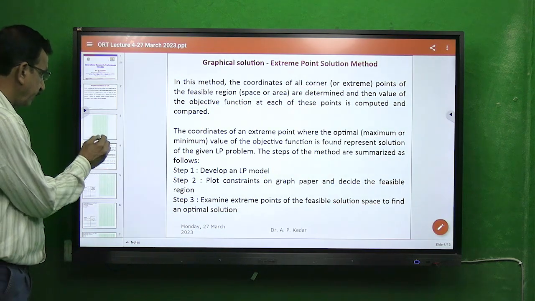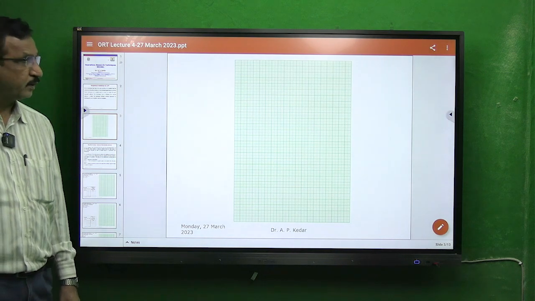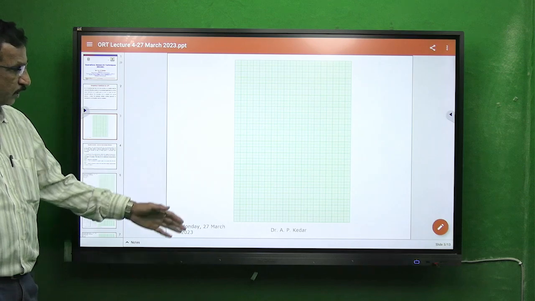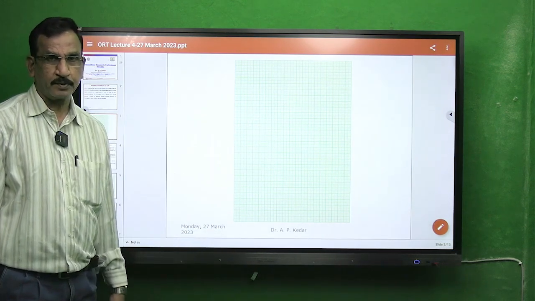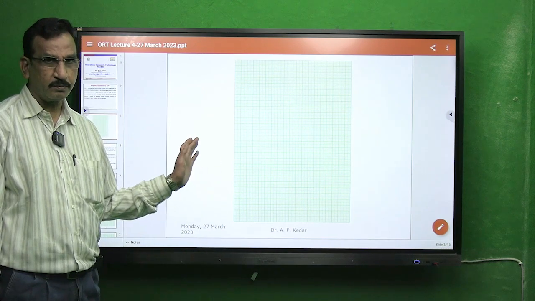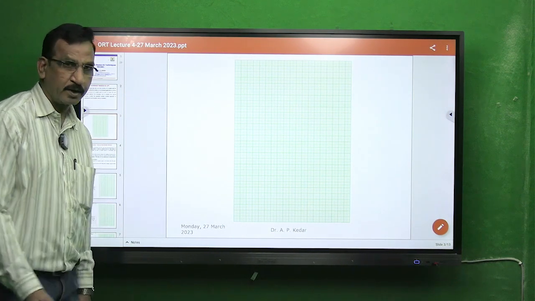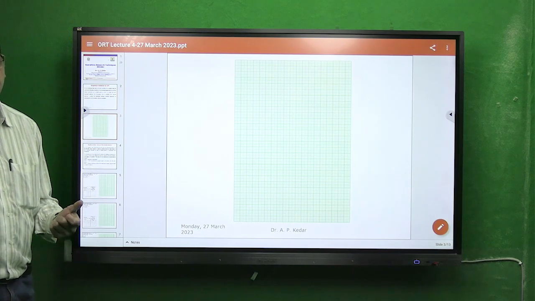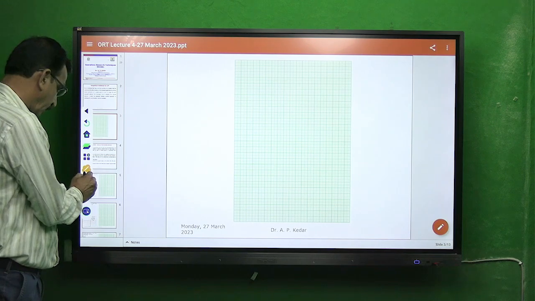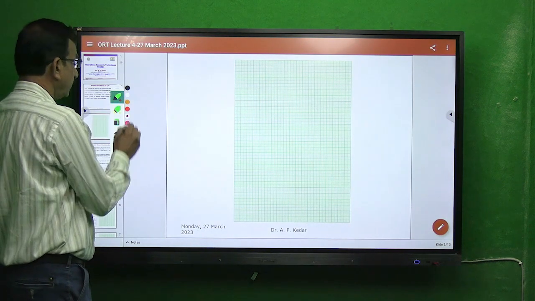All of us are familiar with this simple graph, which represents a 2D format. Here we have simple graph paper wherein we can see different boxes, and on this graph paper we can plot different lines. Suppose I am assuming I have two variables, x1 and x2. For those two variables, I will explain how to proceed through a simple concept.